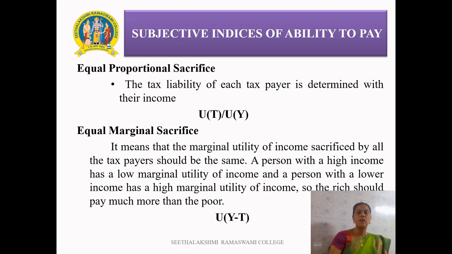Then equal marginal sacrifice. It means that the marginal utility of income sacrificed by all taxpayers should be the same. A person with a high income has a low marginal utility of income and a person with a lower income has a high marginal utility of income. So the rich should pay much more than the poor. It is symbolically expressed by u of y minus t.